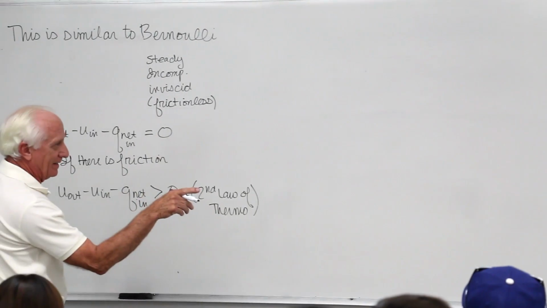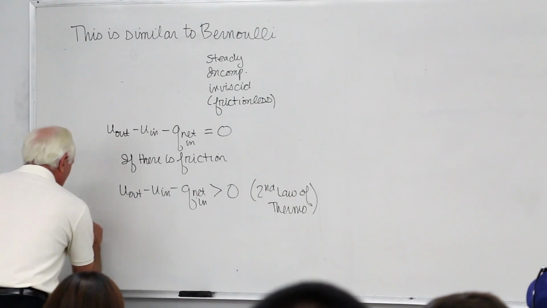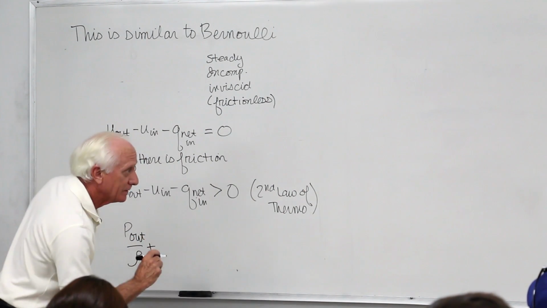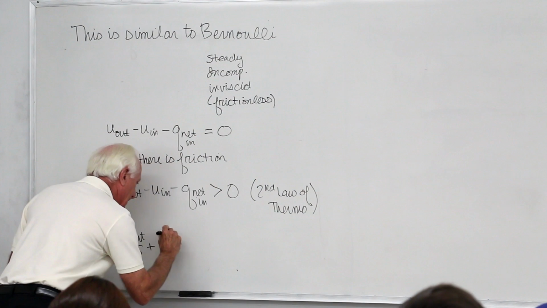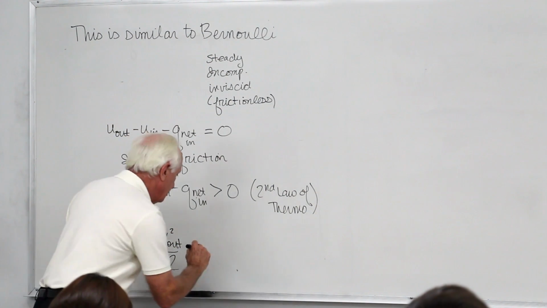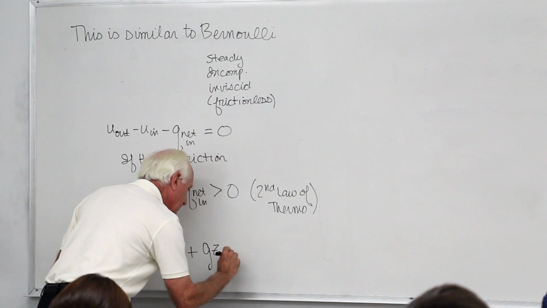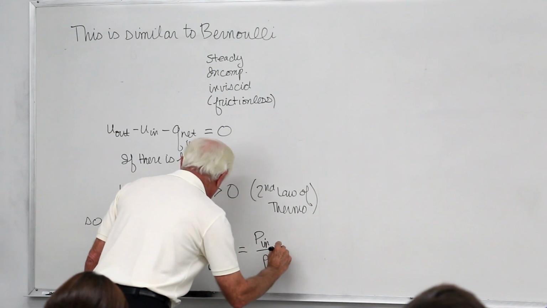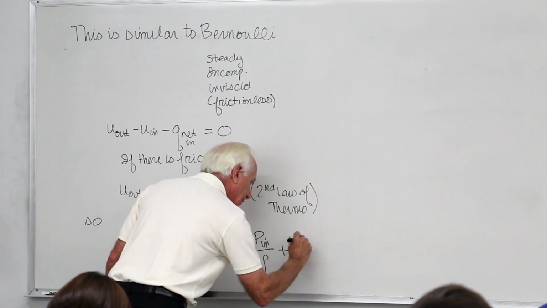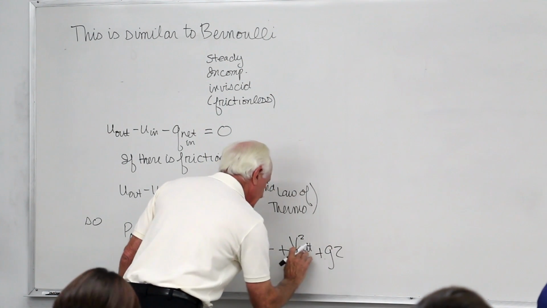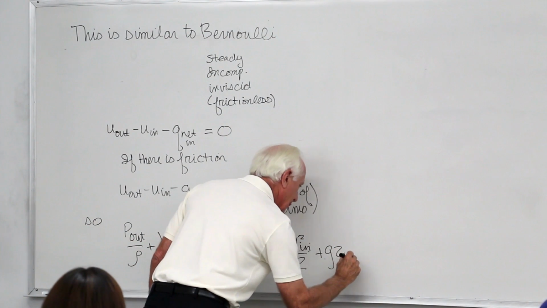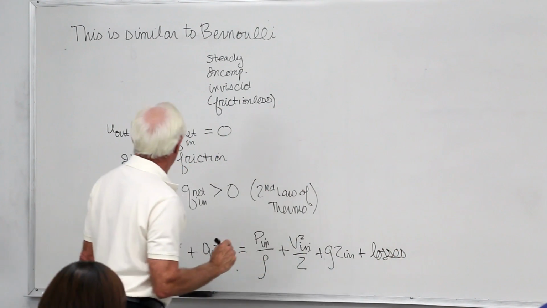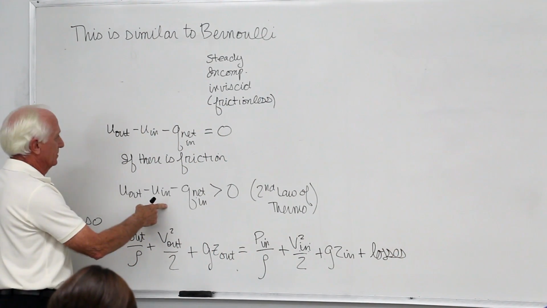So we rewrite that over there. I'll put it down again at the bottom here. We have P out over rho plus V out squared over 2 plus GZ out. Now everything with in, I'll change to 1 and 2 in just a minute. We get tired of running in and out on these things. Okay, and then we have losses. So this thing right here is called the losses.